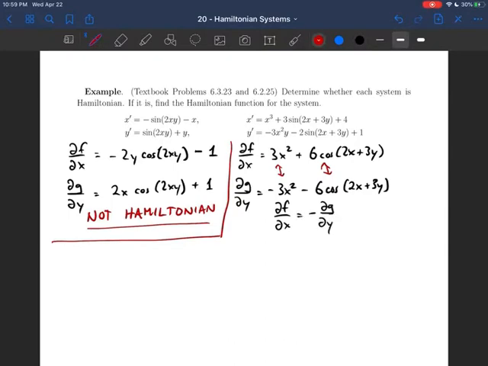All right, so if we look at these, everything matches up. These are the same, but with opposite signs. So indeed, it is the case that the partial of f with respect to x is equal to negative the partial of g with respect to y. So this one is Hamiltonian.